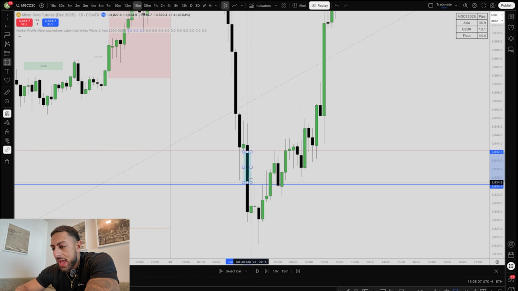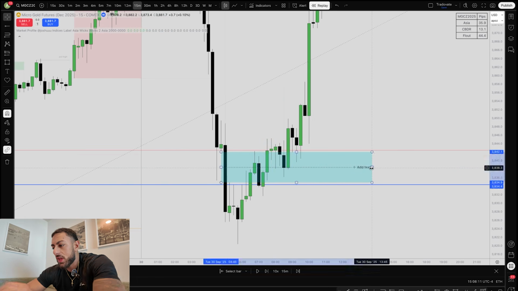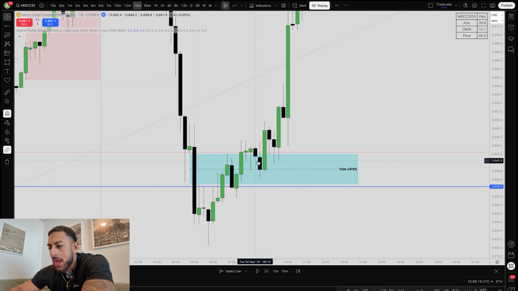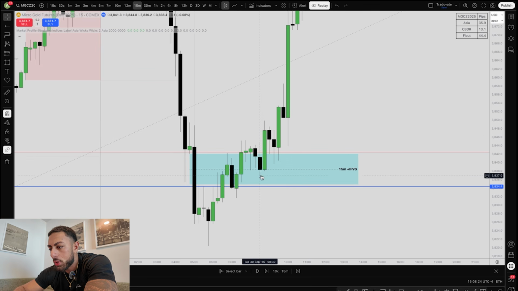Because this fair value gap got disrespected, it now becomes an inversion fair value gap on the 15-minute time frame. With that in mind, I am now expecting price to no longer want to violate this fair value gap anymore. We've already pushed through it, so I'm expecting it to support price to the upside.